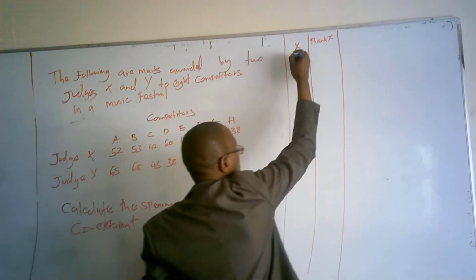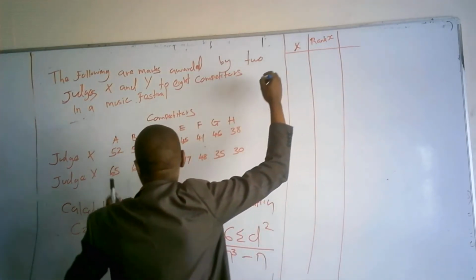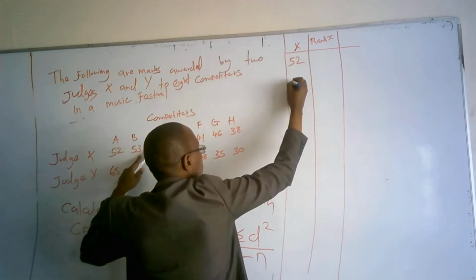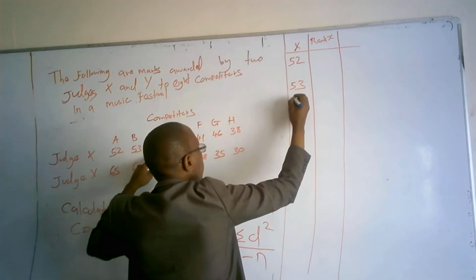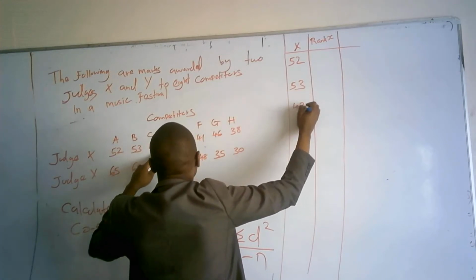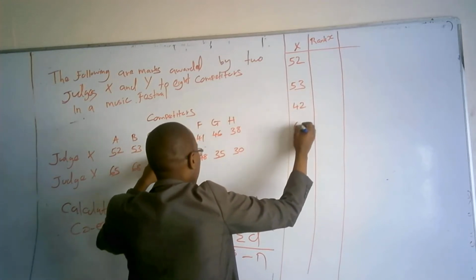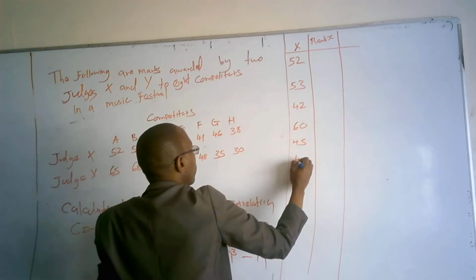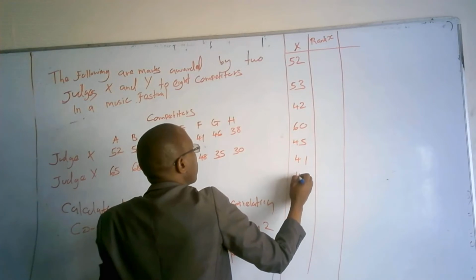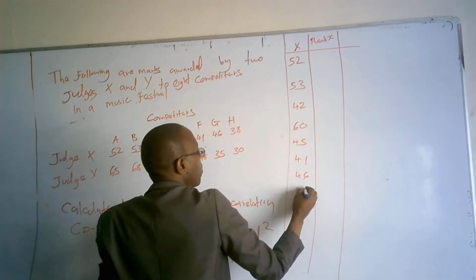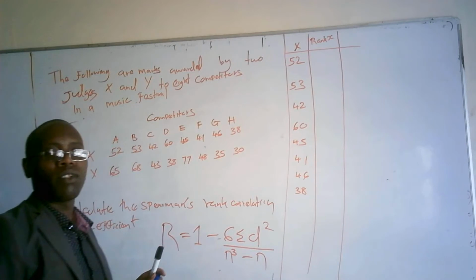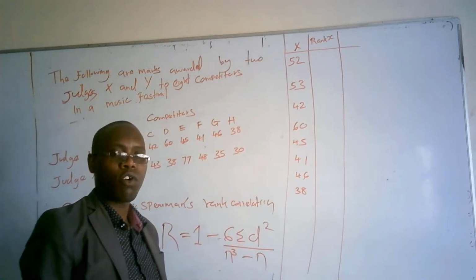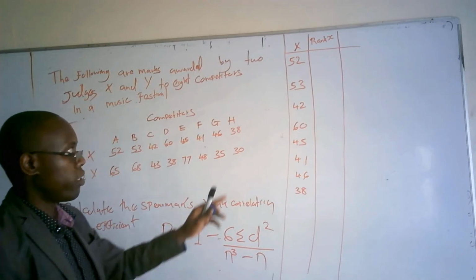So first of all, let me include this data. The data here is 52, 53, and then 42, 60, 45, 41, and then 46, and then that 8. So that's the data, that's x. Just put it in a vertical format that manner, and then we are going to rank it.